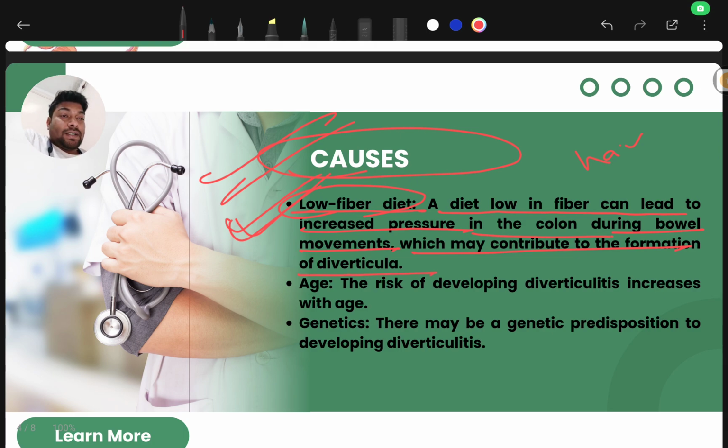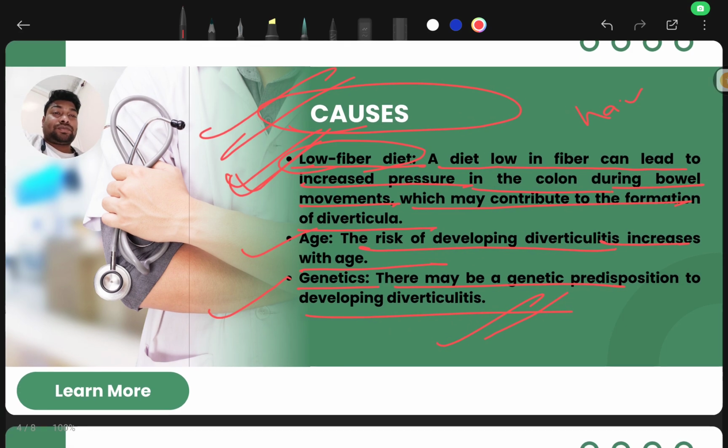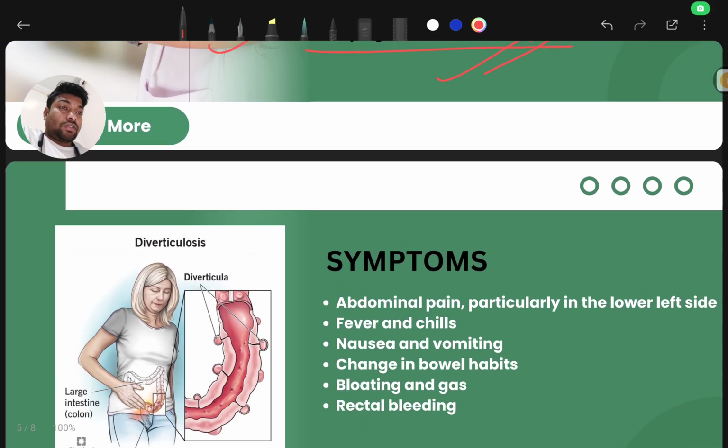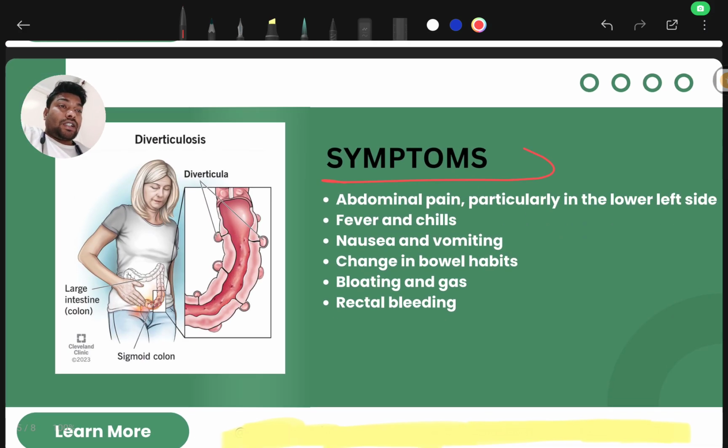Now the next cause is age. So the risk of developing diverticulitis increases with age. Okay, now the third cause is genetics. So there may be a genetic predispositions to developing diverticulitis. Okay, now moving further, let us talk about its symptoms.